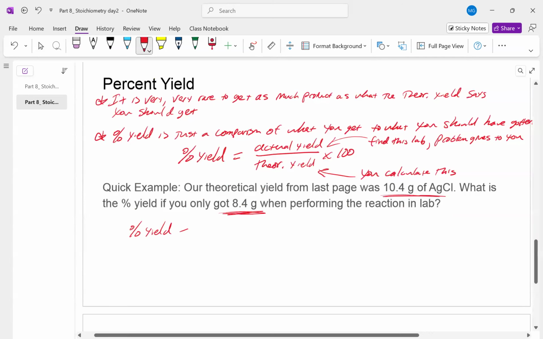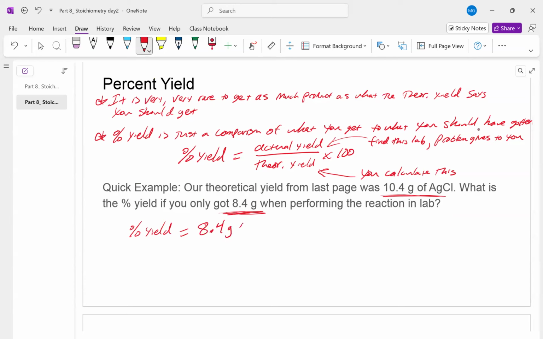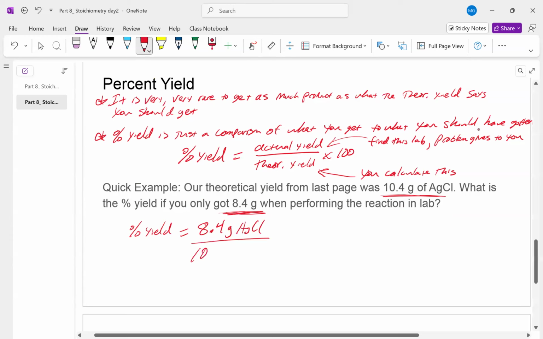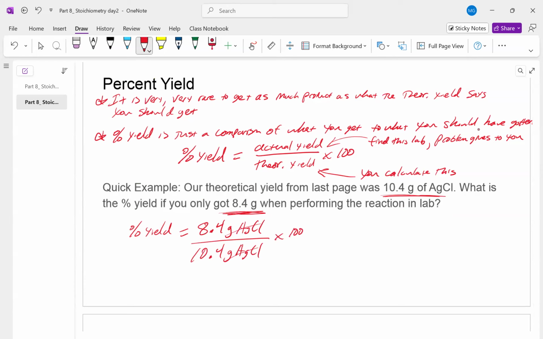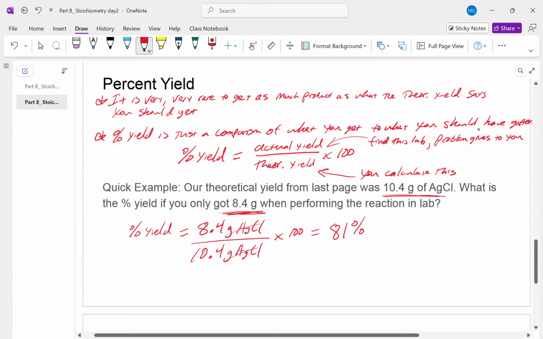Well, we're going to take the value we weighed out, 8.4 grams of silver chloride, and divide it by our theoretical yield. Notice that the units will end up canceling out. This is a unitless value. And then multiply it by 100 to put it into percent. Again, since this is a calculation, you have to keep track of sig figs. So this comes out to 81%.